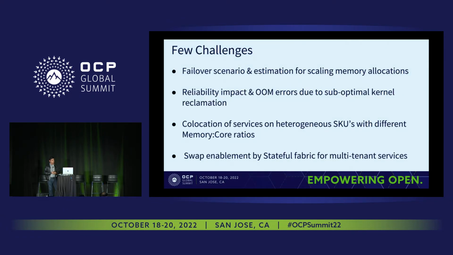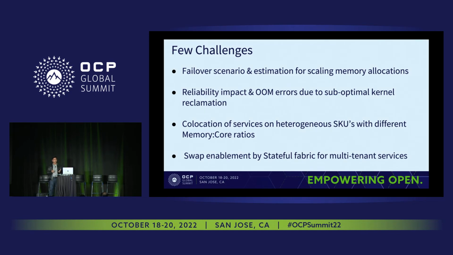So with those memory initiatives, I would like to highlight a few challenges that we faced. Our data centers are divided in zones and regions, and we over-provision memory to tolerate regional and zonal failovers. So while scaling the memory allocations, it is hard to predictably estimate the memory requirements during these failover scenarios using the utilization metrics similar to what we use for CPU.